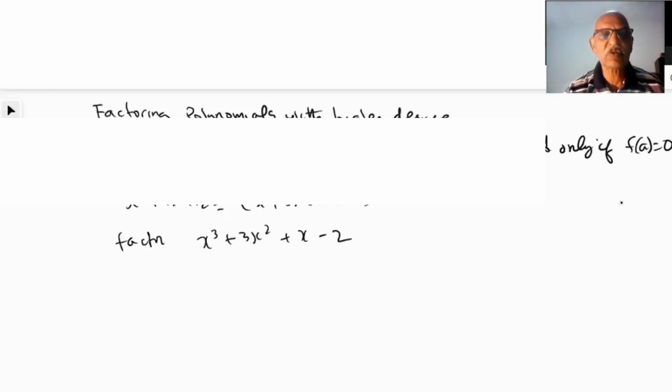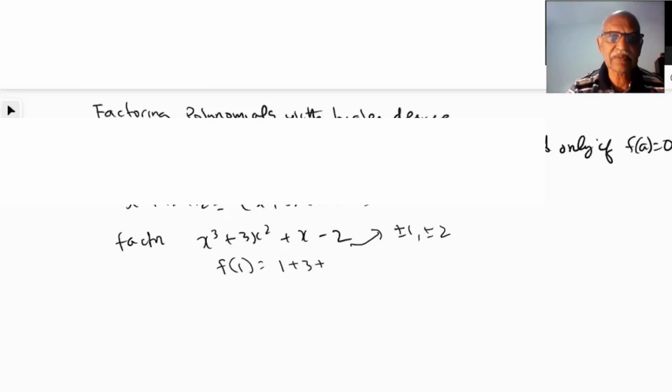So to factor polynomials with degree more than 2, I look at the last number, the constant. I find the factors of this last number. The factors are plus minus 1, plus minus 2. So I try any one of these, and if I get 0, then that will be my factor. Let's try f of 1. I substitute 1 plus 3 plus 1 minus 2. If I add this, I will not get 0, so x minus 1 is not a factor.